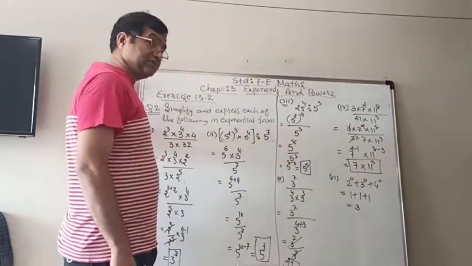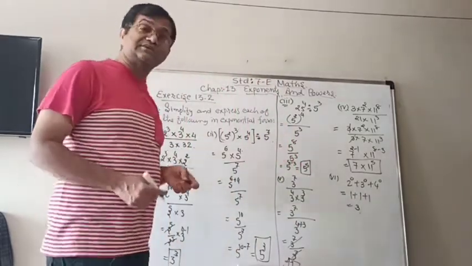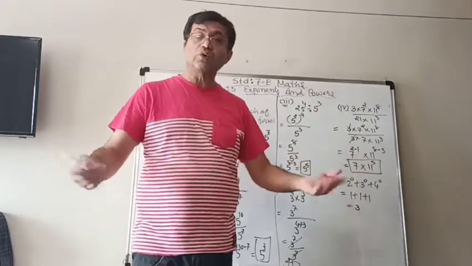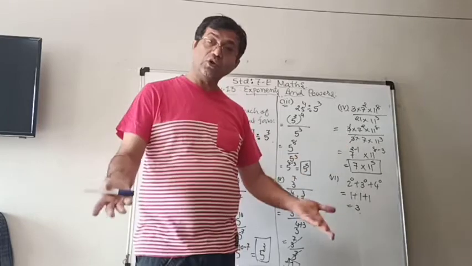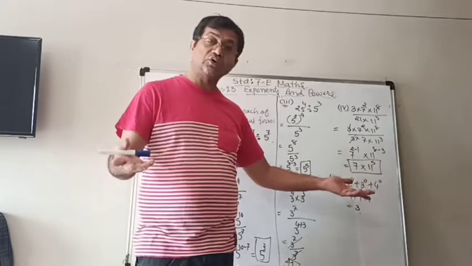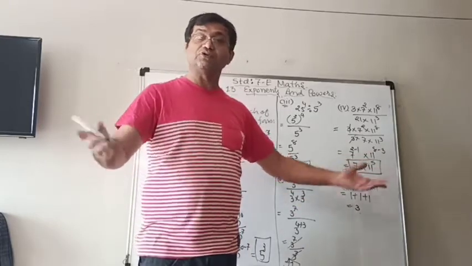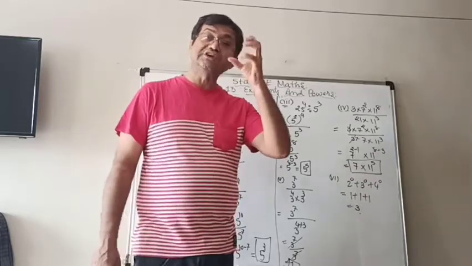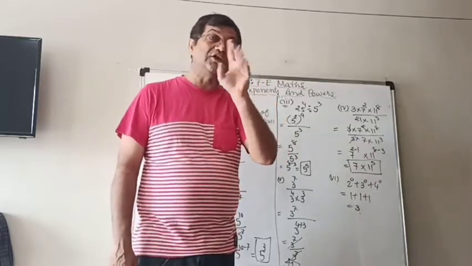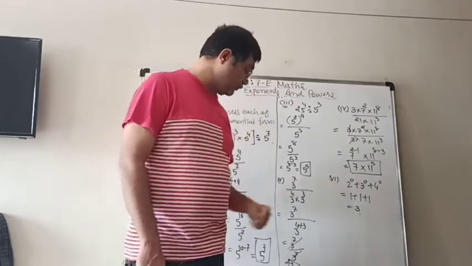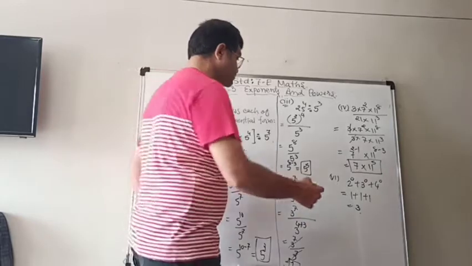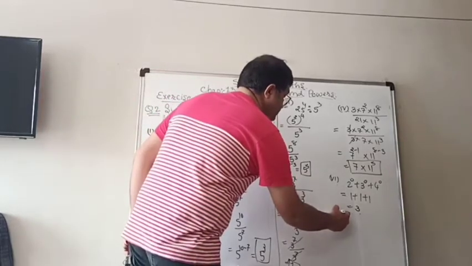Sometimes there is a chance of making a mistake in a hurry. People say 2 raised to 0 is 0, 3 raised to 0 is 0, 4 raised to 0 is 0, 0 plus 0 plus 0 is 0. That is wrong. Any number raised to 0, the answer is 1, not 0. So it is 1 plus 1 plus 1. Let's take the 7th one.